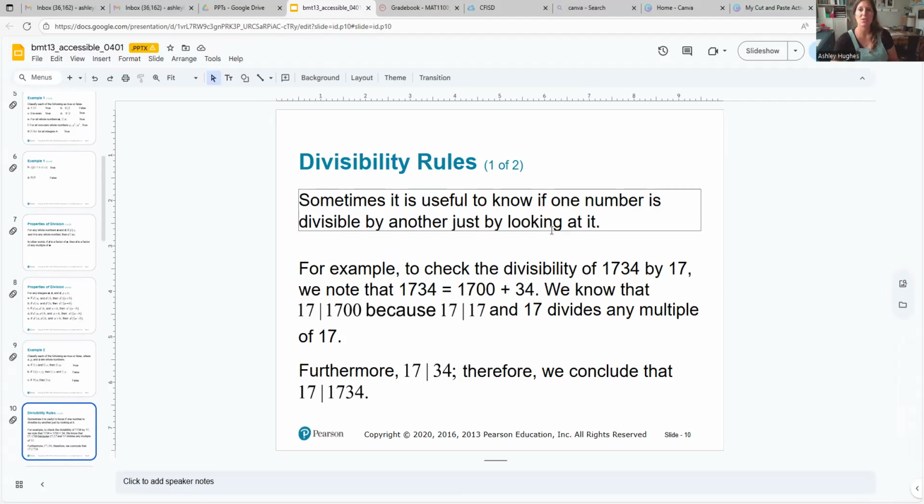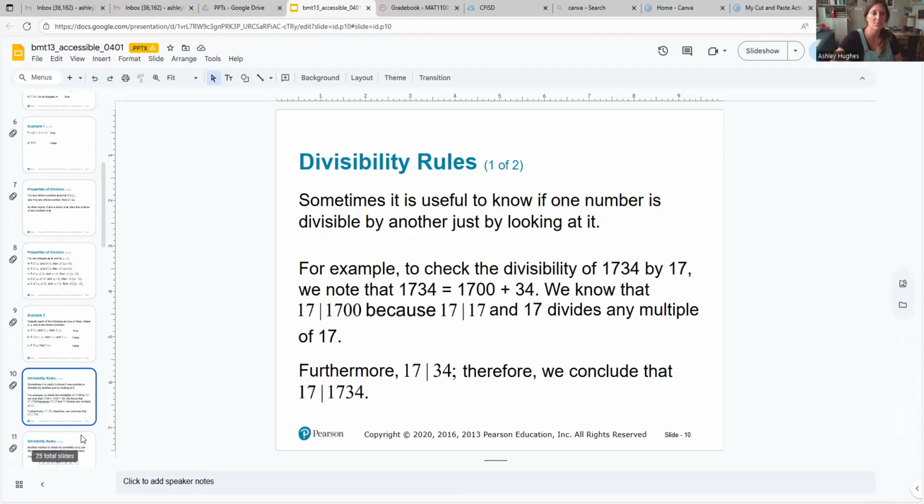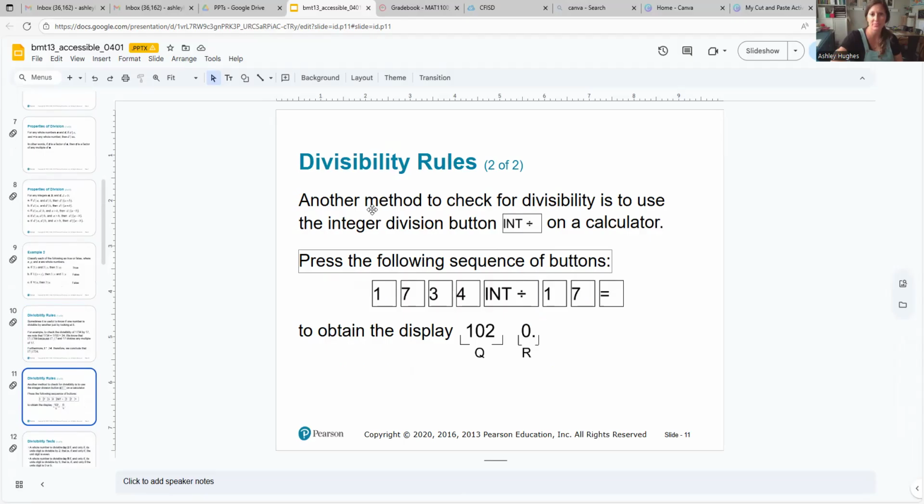Sometimes it's useful to know if a number is divisible by another just by looking at it. For example, to check the divisibility of 1734 by 17, we know 1734 is 1700 plus 34. And we know that 17 goes into 1700 because 17 goes into 17, and 17 goes into 34. So we know that sum is divisible.